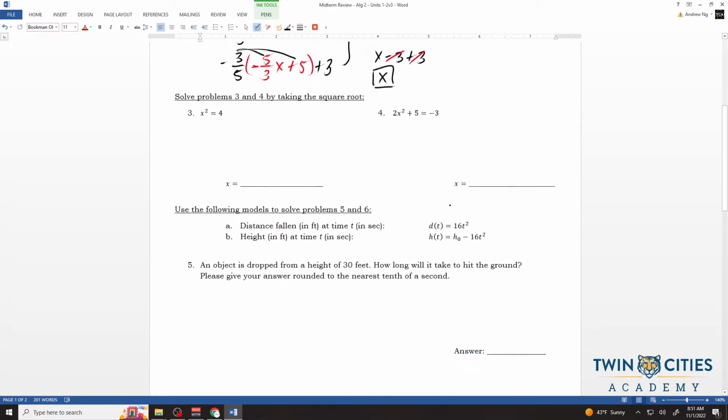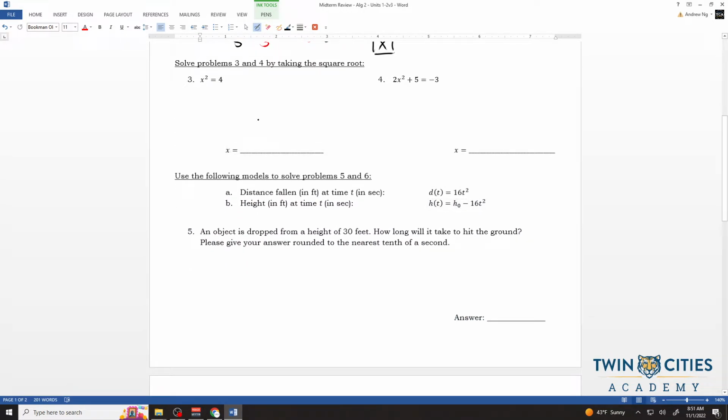Okay, number 3 and 4. Solve problems 3 and 4 by taking the square root. So for number 3, I've got x squared equals 4. I'm ready to take the square root because x squared is isolated. So I'll say x squared here equals 4. And I take the square root of both sides.